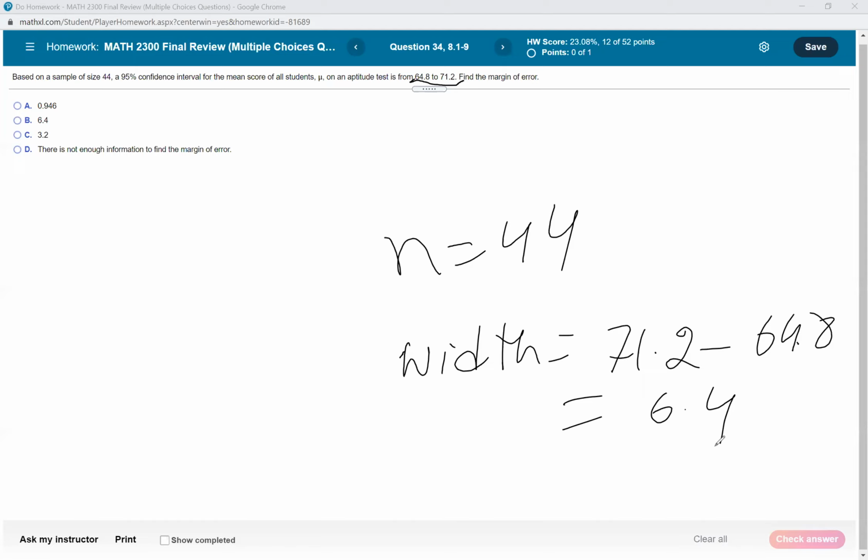Okay, now we need to find the margin of error. What do we know about the relationship between margin of error and width? The width is 2 times the margin of error. So 2 times E is 6.4, then E will be 6.4 divided by 2, which is 3.2. So the answer will be 3.2 in this case.